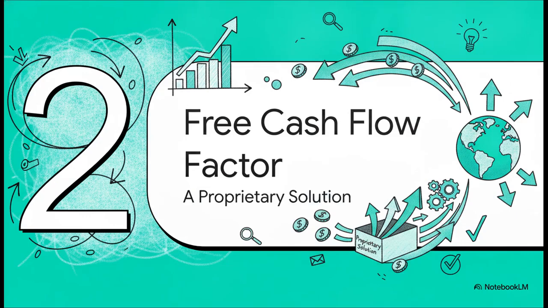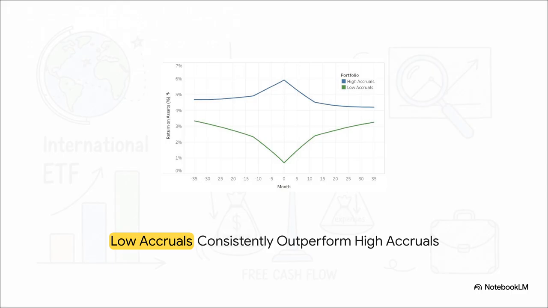Section 2, the free cash flow factor. Let's look at the solution presented by FCF Advisors. When you look at historical performance cycles, like over a 35-month stretch, portfolios with low accruals demonstrate a massive, consistent advantage. By low accruals, we mean companies where the actual tangible cash flow very closely matches what they are reporting in earnings. They drastically outperform high accrual companies. Low accrual firms are tied to real physical earnings, and because of that, the historical data shows they generate significantly higher market returns on their assets over time.